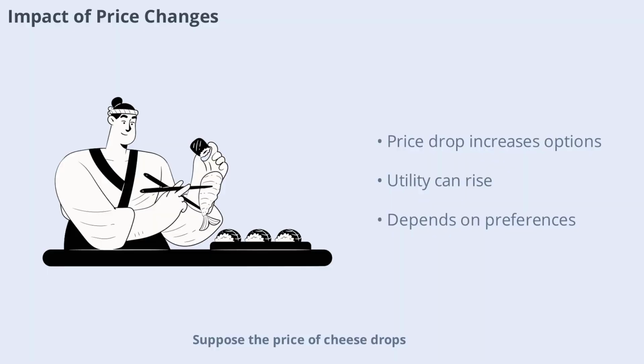Suppose the price of cheese drops. Your budget line pivots outward on the cheese axis, allowing you to buy more cheese for the same budget. This change can move you to a higher indifference curve, increasing your utility. The way you adjust your purchases depends on your preferences and the relative prices of bread and cheese.